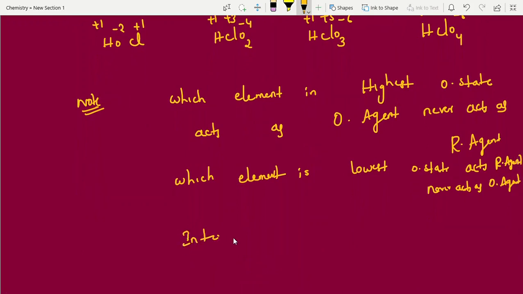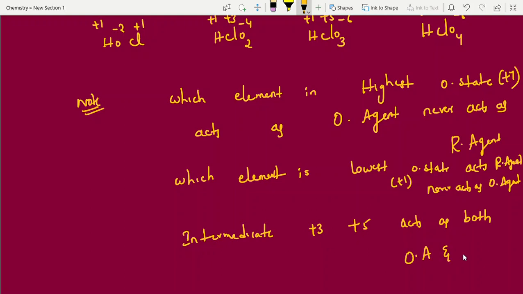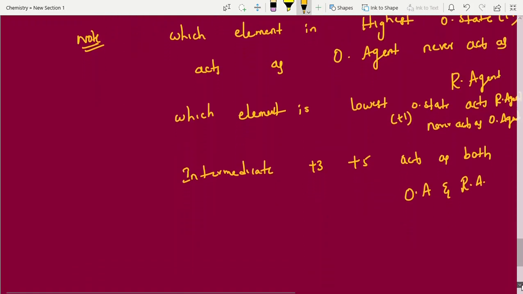Next note point, intermediate. Like your highest oxidation state is +7, the lowest oxidation state is -1, but intermediate is +3, +5. Acts as both oxidizing agent and reducing agent, okay. Why? I am trying to explain this question with a basic example. Then you can understand very easily.